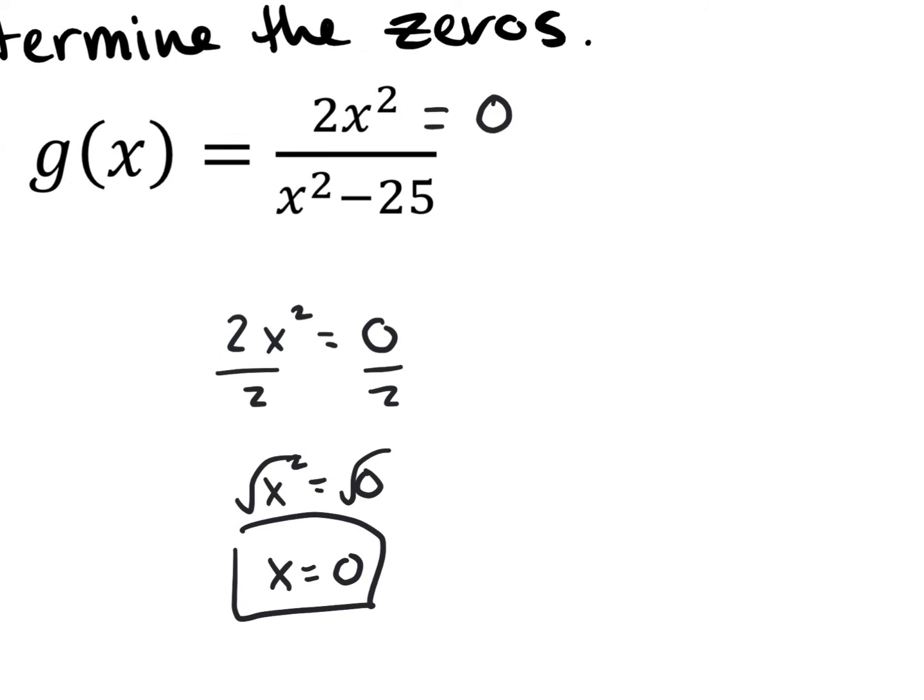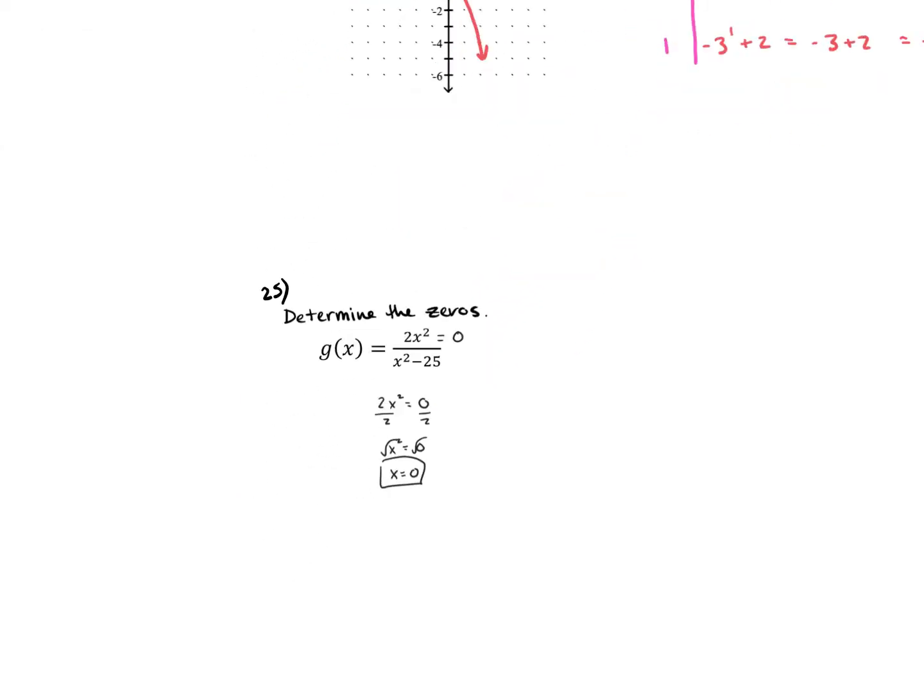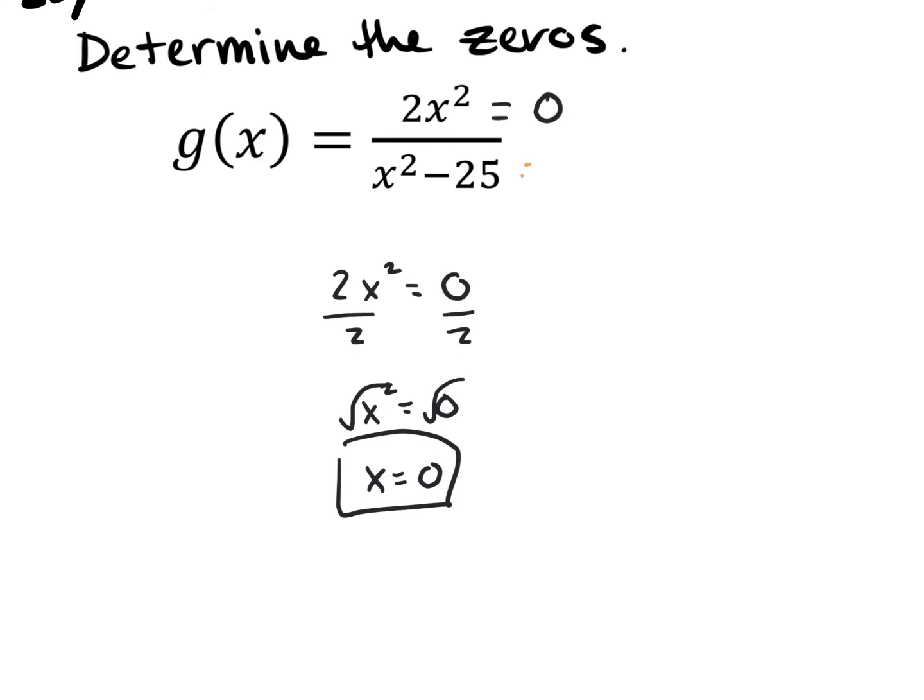If whatever makes the top 0, it can't make the denominator 0 also, because that would be undefined. So you can always just double check the denominator by setting that one not equal to 0. So if this asks for the domain, we would set the denominator not equal to 0, and we would have to state our domain.